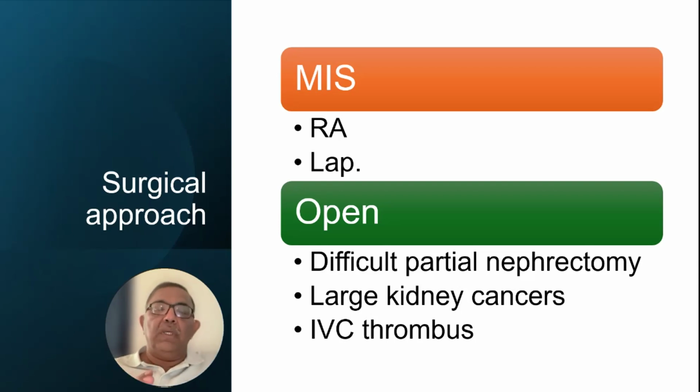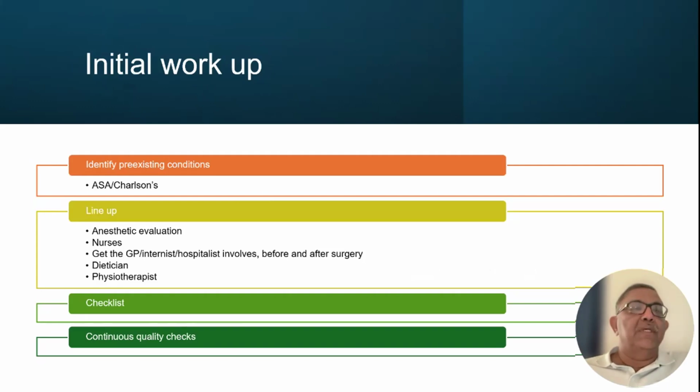An ERAS protocol is equally applicable to both. Generally, people think that it is only for patients who are undergoing minimally invasive surgery, but that's not true. Well, the initial workup is important, and it is important to identify the pre-existing conditions, determine the ASA status and the Charlson Comorbidity Index. It is important to optimize your patient for the elective surgical procedure before undergoing this major surgery. It's important that we line up the anesthesia evaluation.